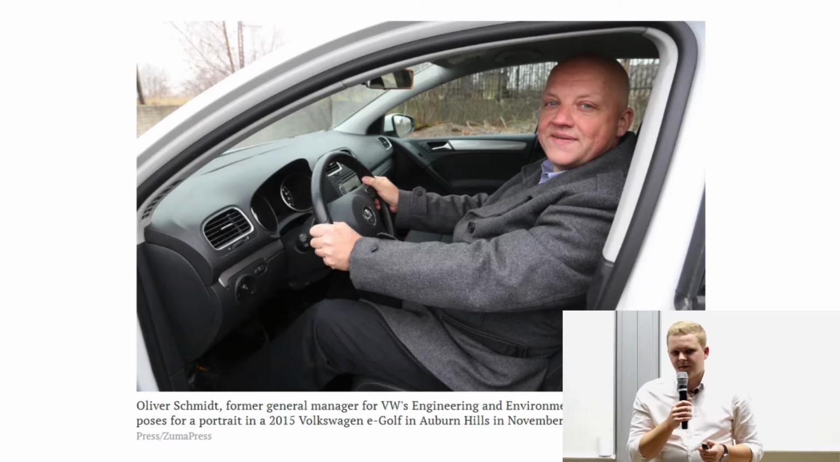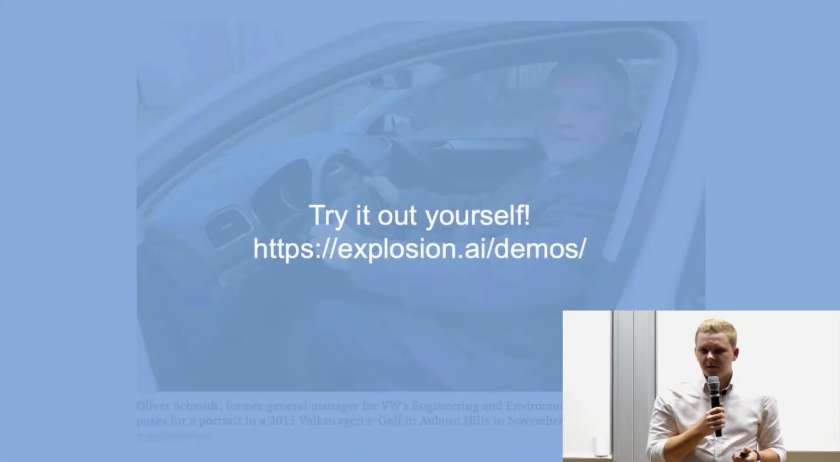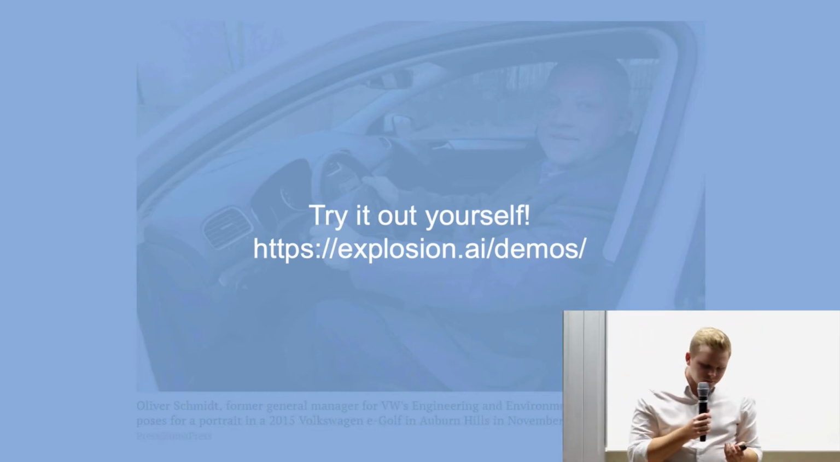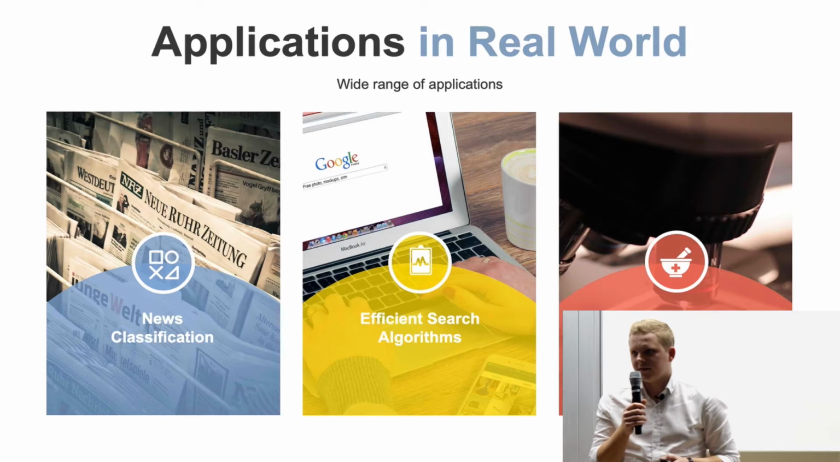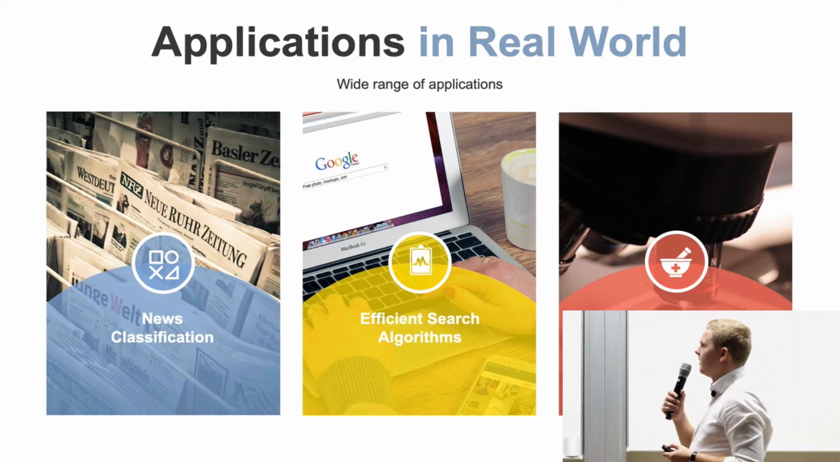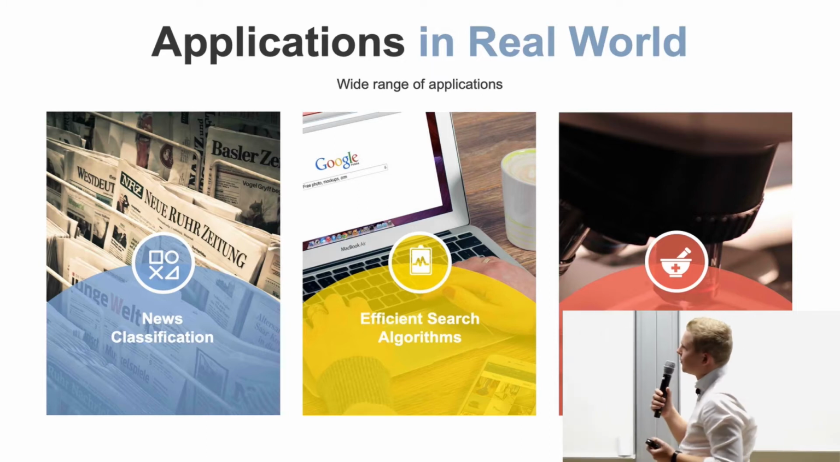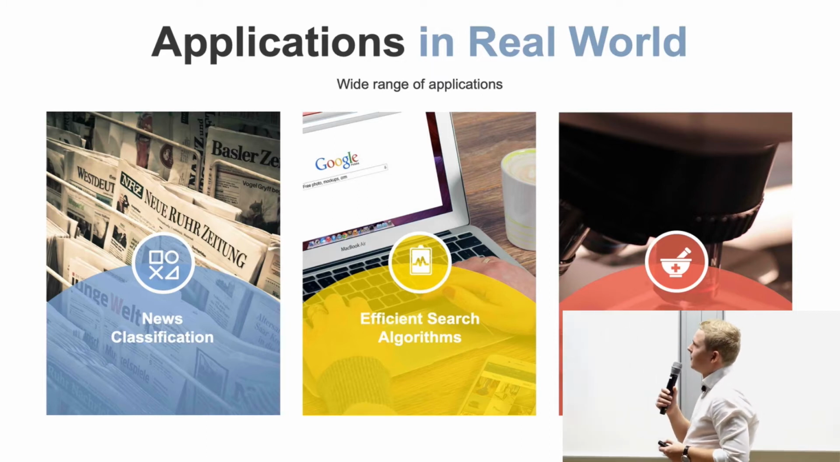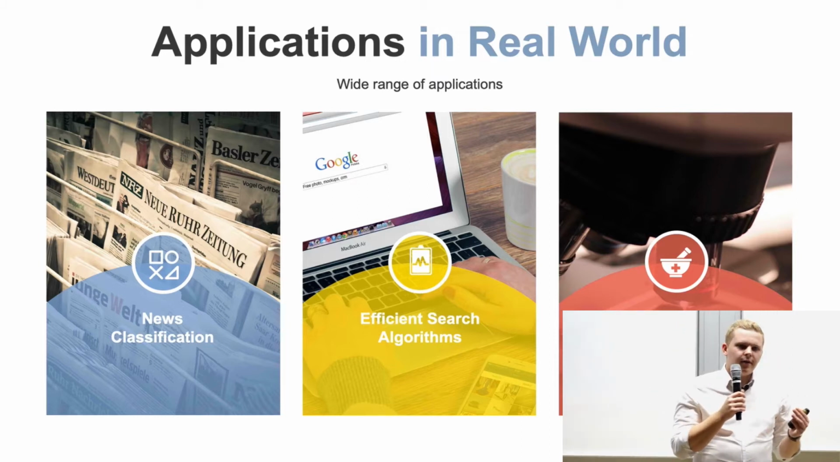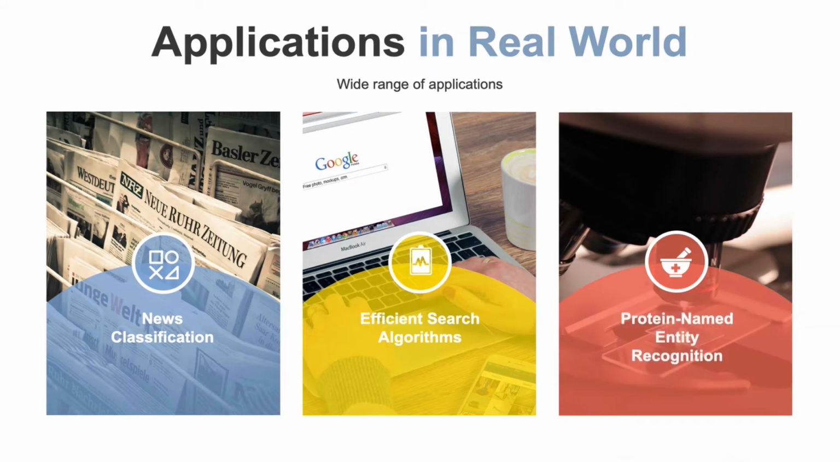And this leads us to the question, this is a link to the demo I use for this. This leads us to the question, okay, what are we going to do with entity recognition in the real world? There are a lot of different use cases. I only took 3 of them as an example here. The first one is news classification. Imagine you're a very big news provider. You have a lot of articles, and you want to classify them in some way.